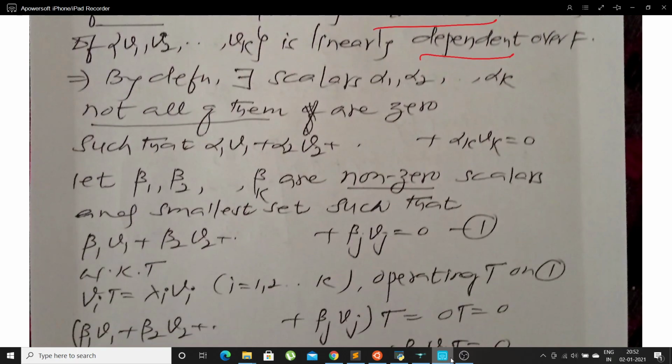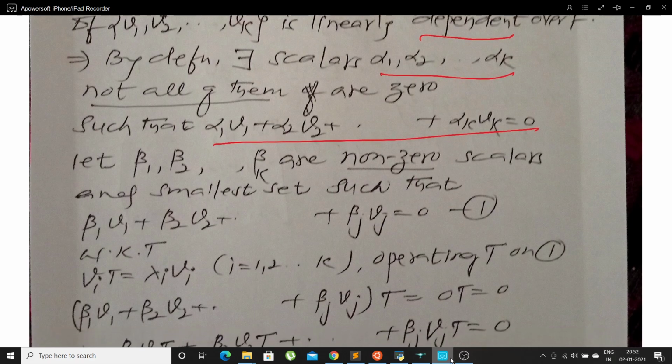By definition, there exist scalars alpha 1 to alpha k such that the linear combination of the vectors equals 0. But here, not all the scalar values are 0. That means at least one scalar is not equal to 0. Let me take another set of scalars, beta 1, beta 2, up to beta k, which are non-zero scalars.